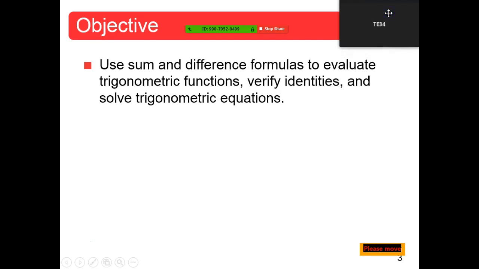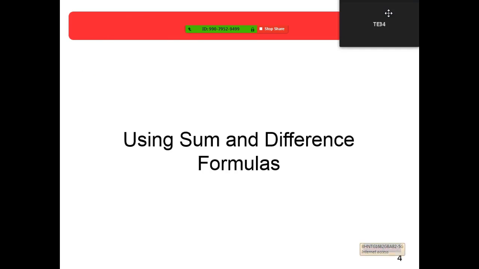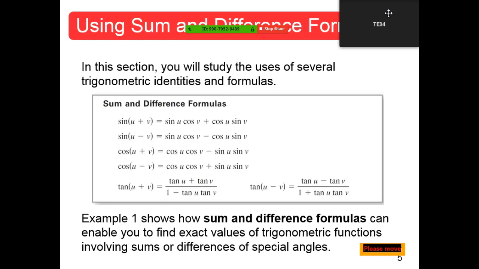The objective here is to use the sum and difference formulas to evaluate trigonometric functions, verify identities, there's some more of those, and solve some trigonometric equations. Okay? So here, we'll be using the sum and difference formulas. Now, what do we mean by sum and difference formulas? Later, we're going to have some other sums and differences, but that's a little bit different from these. Here's what we mean here. If you're taking the sine or the cosine or the tangent of not just a value, an angle, but the sum or the difference of two different values or angles.